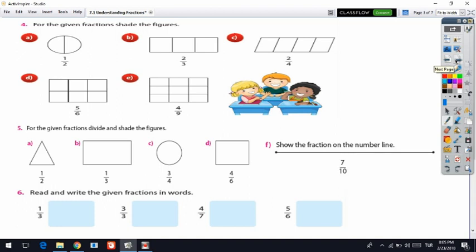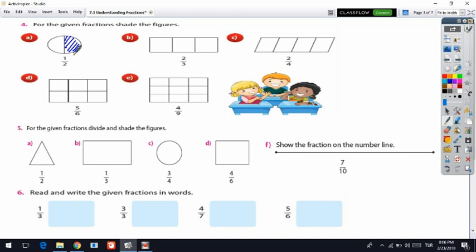Okay, now let's look at another one. Question 4. For the given fractions, shade the figure. Shade means color. Figure means the shape. As you can see, we have shapes A to E. Okay, the first one, 1 over 2. How can we draw this one? First of all, 2 tells you there are 2 equal parts in a whole. 1, 2. So 1 tells you the chosen parts in a whole. So we color, we choose this one. That's it.